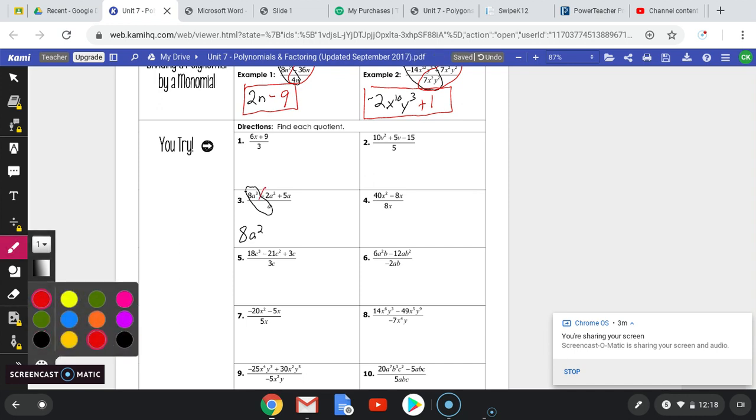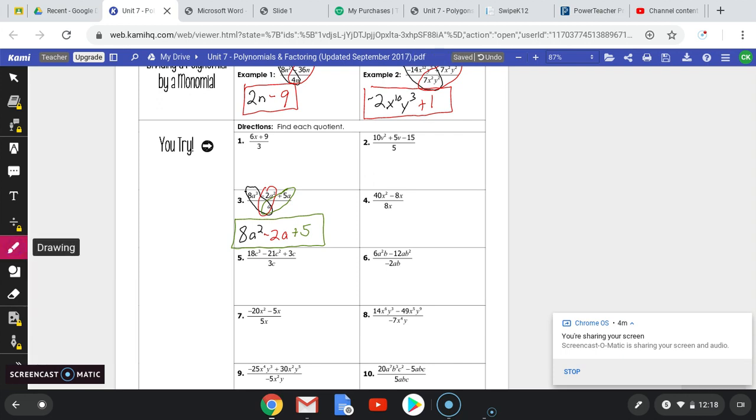Next one, negative 2a squared divided by a. Well, negative 2 divided by 1 is negative 2. A squared divided by a is just a. And I do the last one here. 5a divided by a. 5 divided by 1 is 5, and a divided by a is 1. So I'm left with 8a squared minus 2a plus 5.